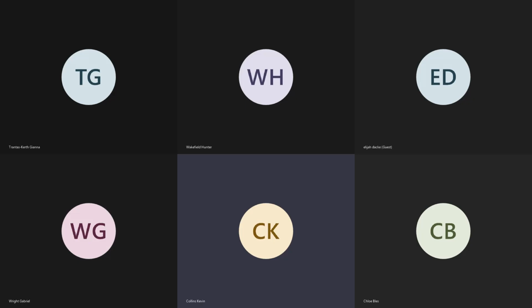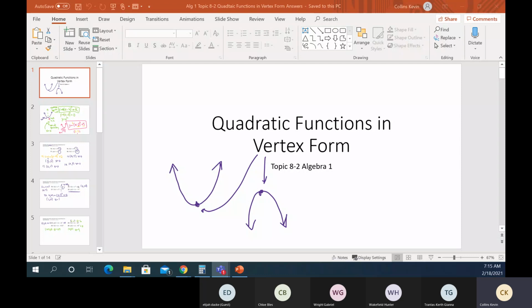All right, so we're going to continue on with what we were doing last time. We're talking about quadratic functions and what's known as vertex form. Just a quick review of what that was.